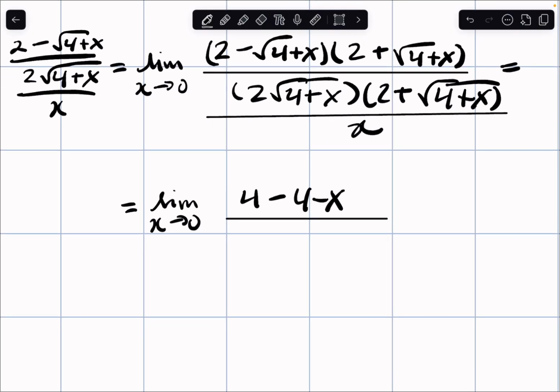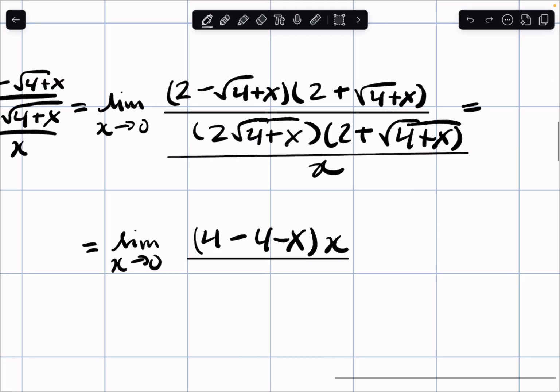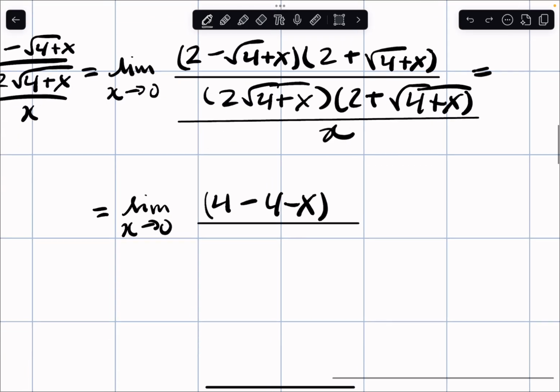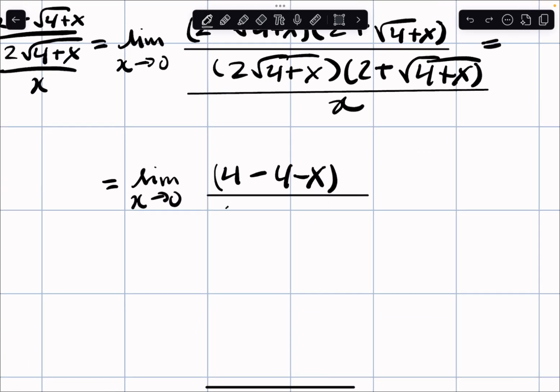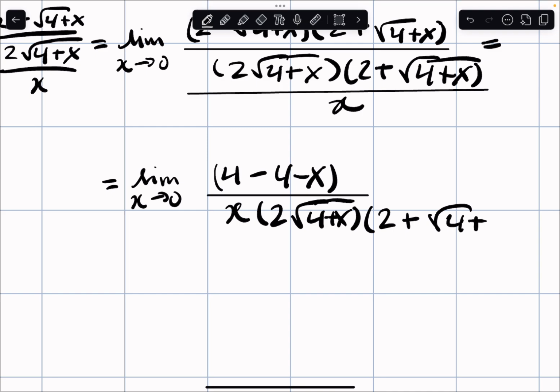And then we'll also get multiplied by x because we're dividing it by x. Oops, wrong way. This should be x on the bottom, in the denominator. And 2 plus the square root of 4 plus x. So that will be gone because 4 minus 4 is 0, and then that x will be gone, and we get minus 1.